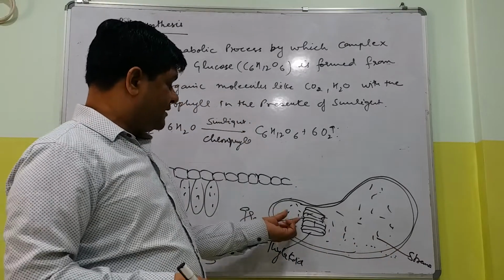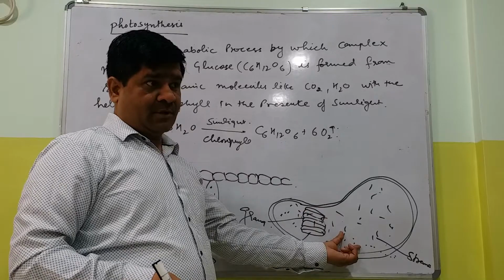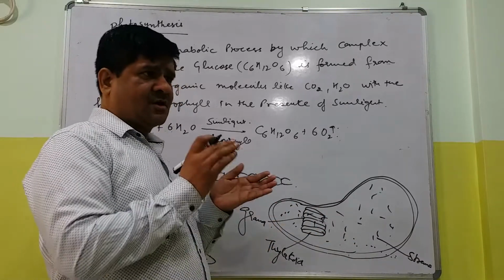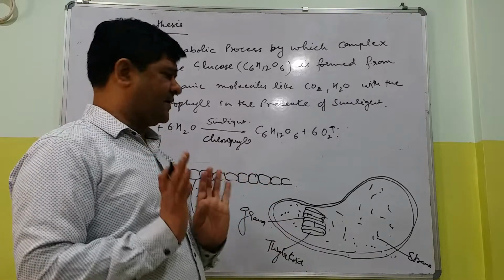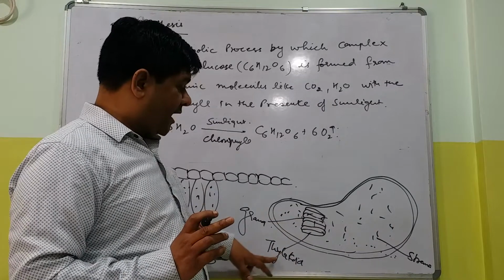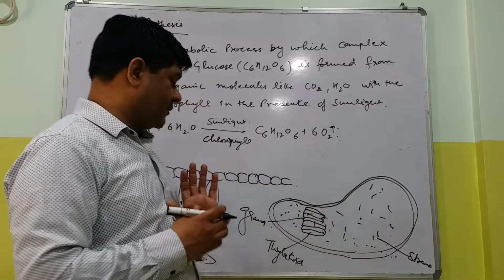So inside the grana and inside the stroma, photosynthetic reaction takes place in two steps. One is called light reaction, the other is called dark reaction. Light reaction always takes place inside grana and dark reaction takes place inside stroma.